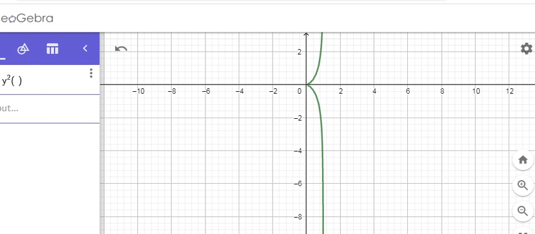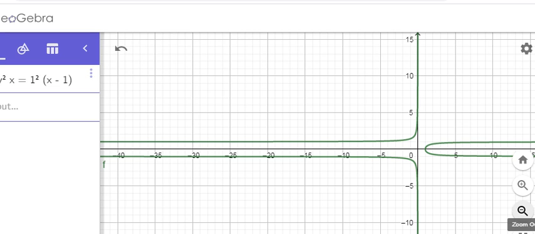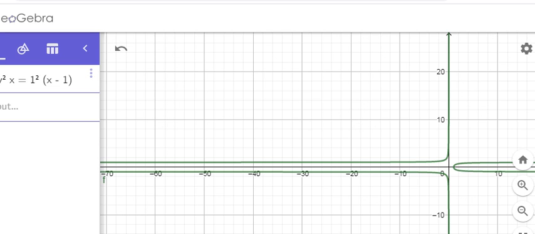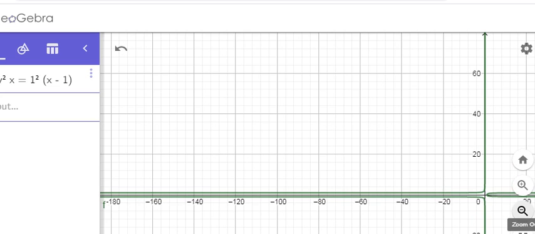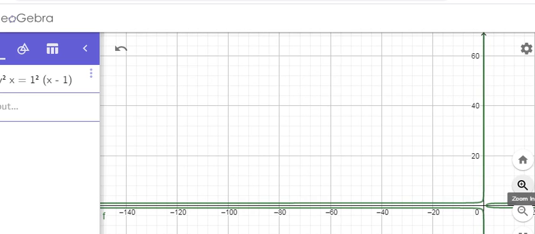Y square into x is equal to e square into x minus 1. I'm taking here e is equal to 1. So what will you get? Yes, you can see here that the y-axis is tangent at infinity, and here the x-axis also can be tangent at infinity. So both are called asymptote.